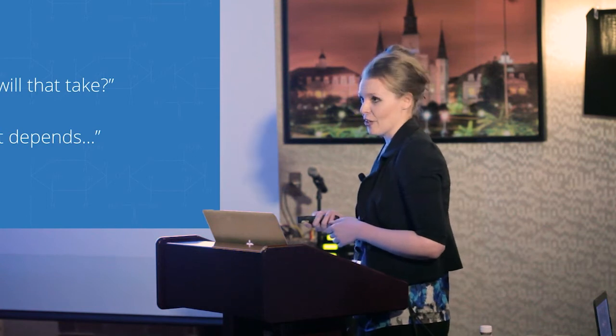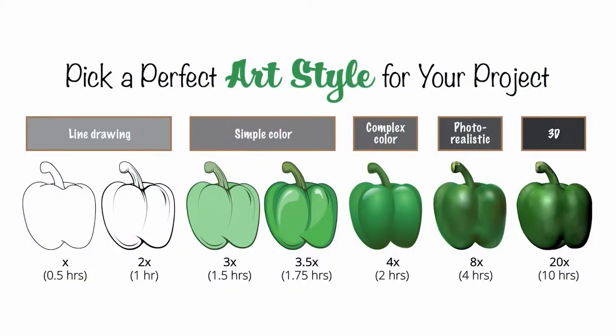So something that I've developed and I use with my clients, and they've said that they found it very helpful, is a style guide. And I usually try to make it a little fun, so you can see, pick a perfect art style for your project, like pick a pickled pepper. So I used a pepper as an example. And the purpose of this guide is to give them a visual representation that they can just visually look and pick an art style that they want for their project, and then know how long, relatively, each of those art styles takes compared to other styles. So I'll just walk you through it here.